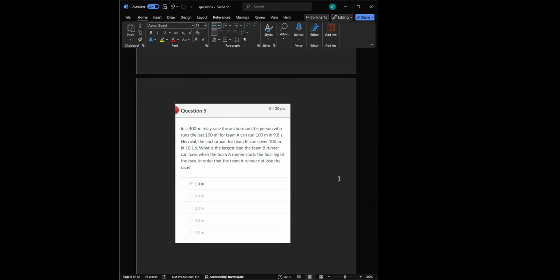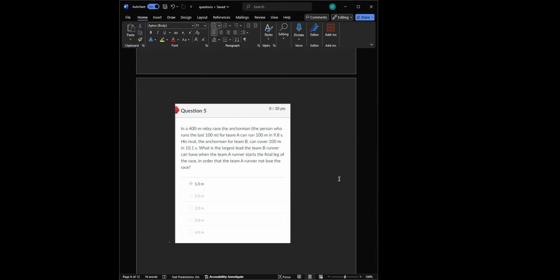And they're saying it in distance, not time. So that's another critical thing. And we're not taking the acceleration at all. So really all we're thinking is the team B runner takes 10.1 seconds to go 100 meters and the team A runner takes 9.8 seconds. So we just have to make sure the other person has a lead not bigger than a certain distance.